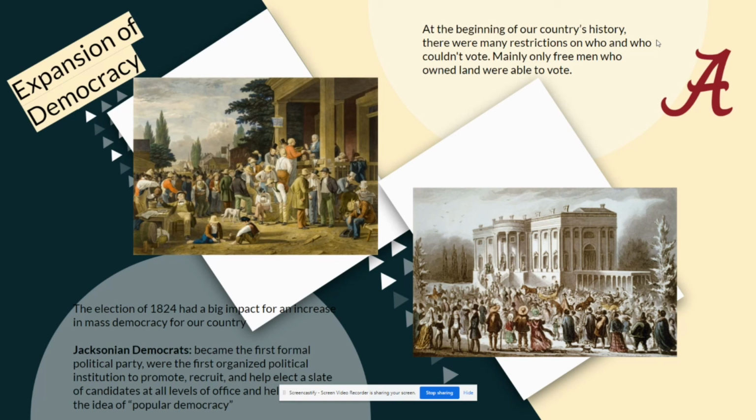The expansion of democracy caused two distinct political parties. By the 1840s, around 80% of free adult males voted in each election. The expansion of democracy had a large impact on social and political movements such as the abolition of slavery and increased movement towards women's rights.